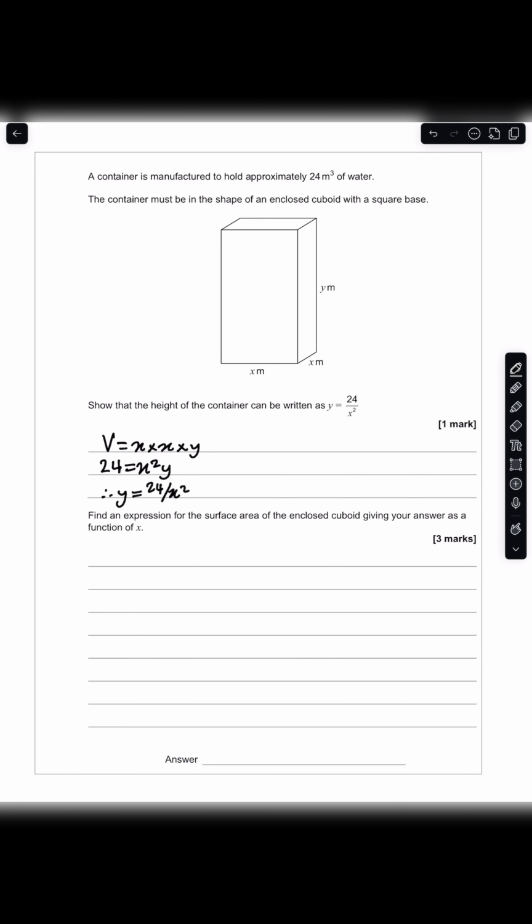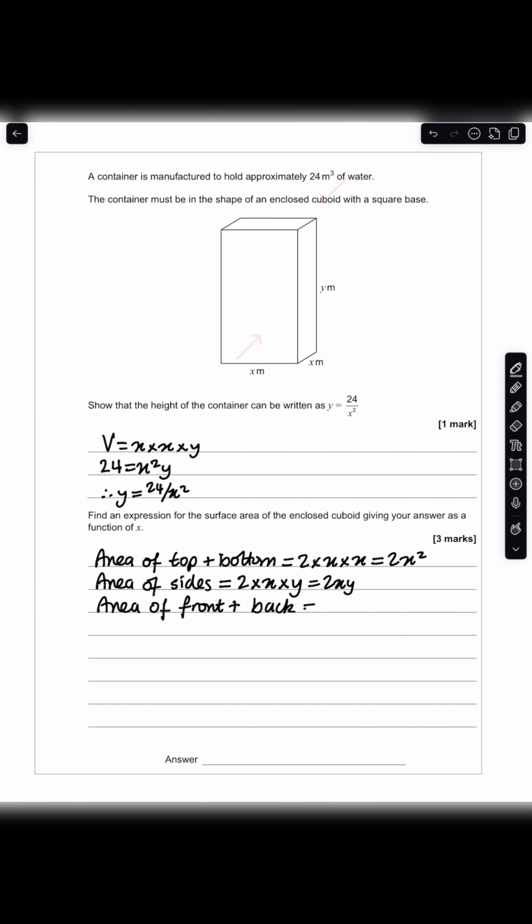Find an expression for the surface area of the enclosed cuboid, giving your answer as a function of x. So remember that the surface area is found by summing the areas of all the faces of the cuboid. The area of the top and bottom faces equals 2 multiplied by x squared, and that gives us 2x squared, and the area of the sides can be obtained by multiplying 2 and x and y, and that equals 2xy, and finally the area of the front and back faces can also be obtained by multiplying 2 and x and y, and that gives us 2xy.